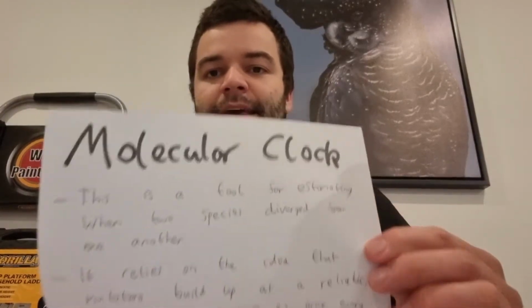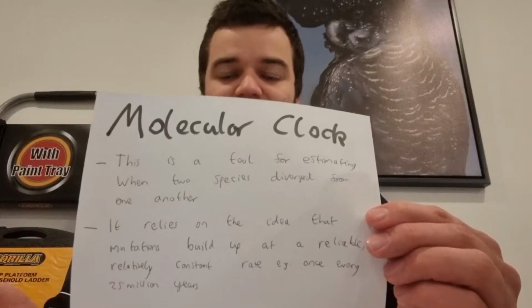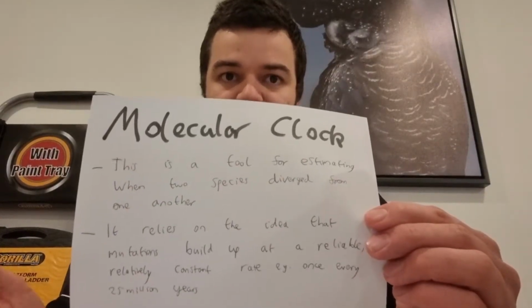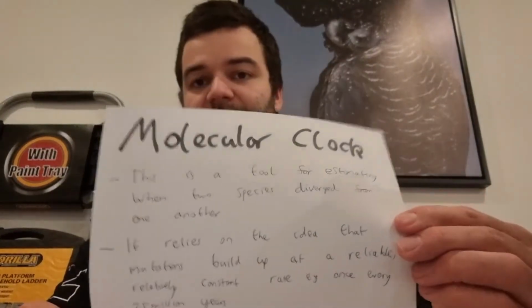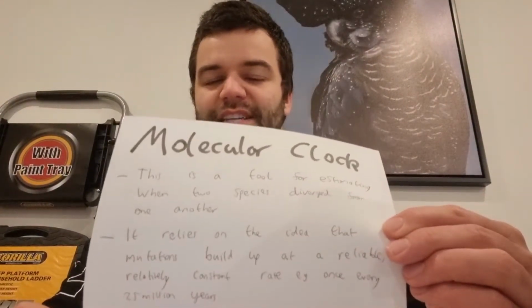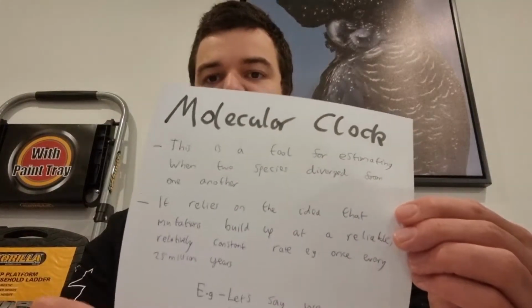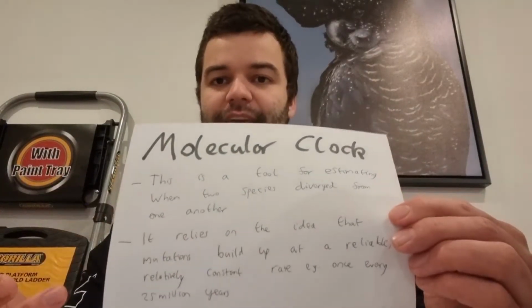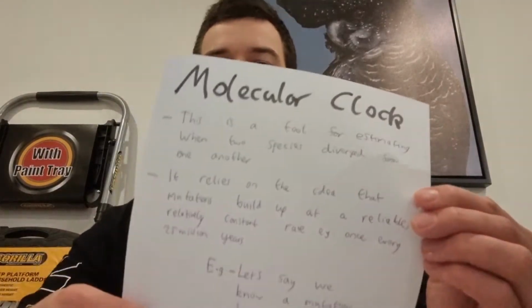And what it does is it relies on the idea that mutations build up at a relatively reliable and predictable rate over time. So, for example, we may know in a particular gene that a mutation will happen once every 10 million years, for example. Okay? So we can say predictably every X million years a mutation will happen. So it's predictable like that.